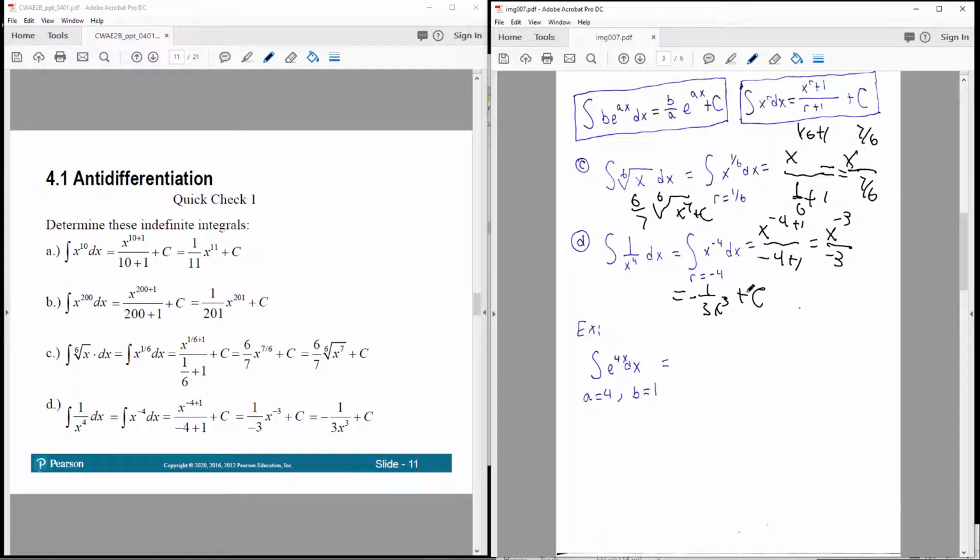And this last one here is an exponent, and I have my a and my b. So when I write this one, I'm going to have b over a. So I'm just going to have 4 over 1 e to the a. In this case, a is 4x, plus c, which is just going to be 4e to the 4x plus c. That one there.